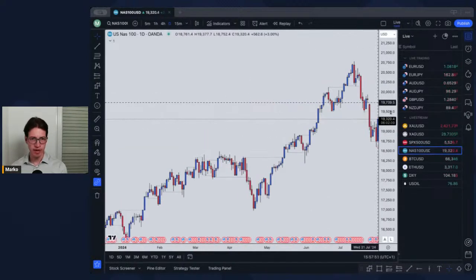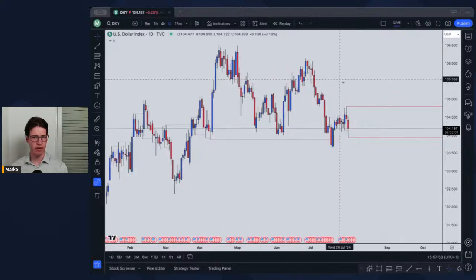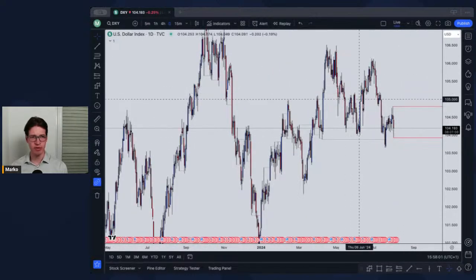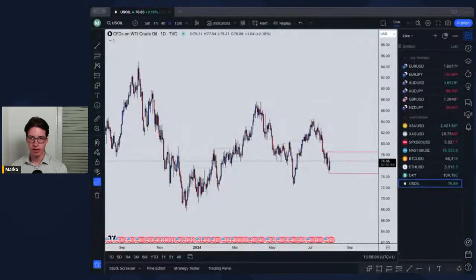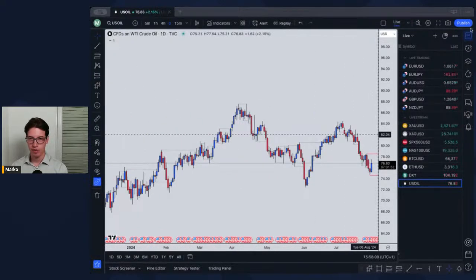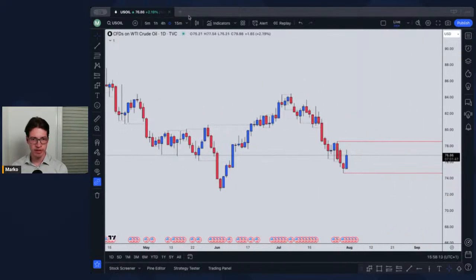NASDAQ we did cover, so I expect a bullish scenario. Price is looking bullish on NASDAQ. DXY is very choppy, very flat and range bound on the daily right here. US oil. US oil on the daily is kind of bearish.